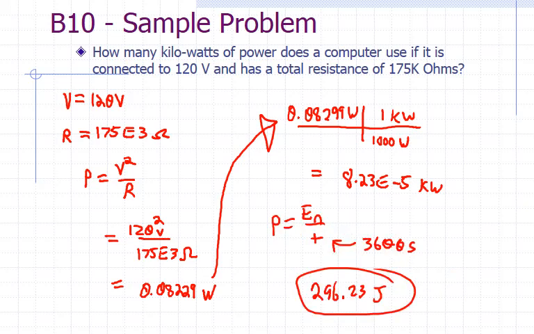Okay, so 3,600 seconds, and we have our power, which we would need to use the original wattage, and it would be using 296.23 joules in an hour.